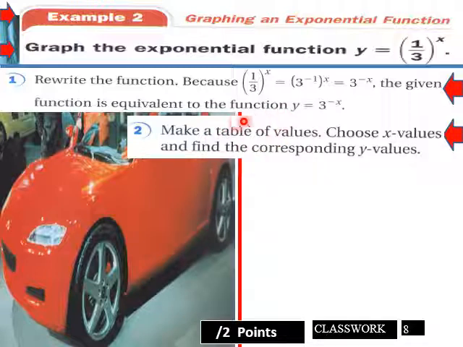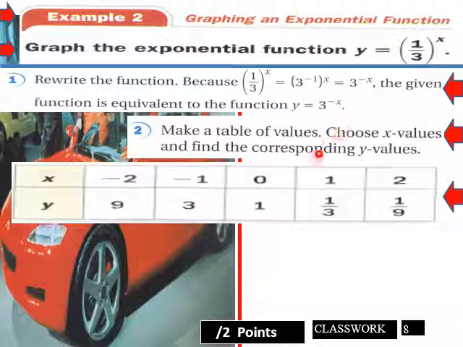So making a table of values now of this function here, what's that going to look like? It's going to look like this. So when x equals 0, y equals 1. When x equals 1, 1/3, 2, 1/9. I mean, it's just another way of doing it here. Then when x equals negative 1, you flip 1/3 and you get 3. And then when x is negative 2, you flip it and square it and you get 9, etc.